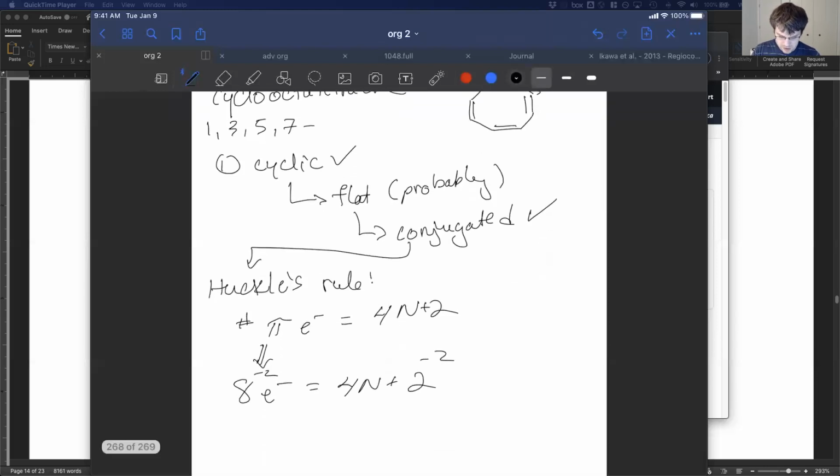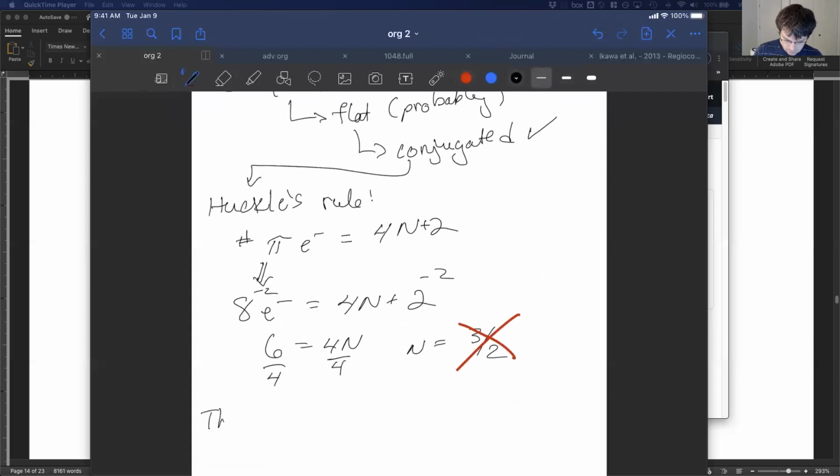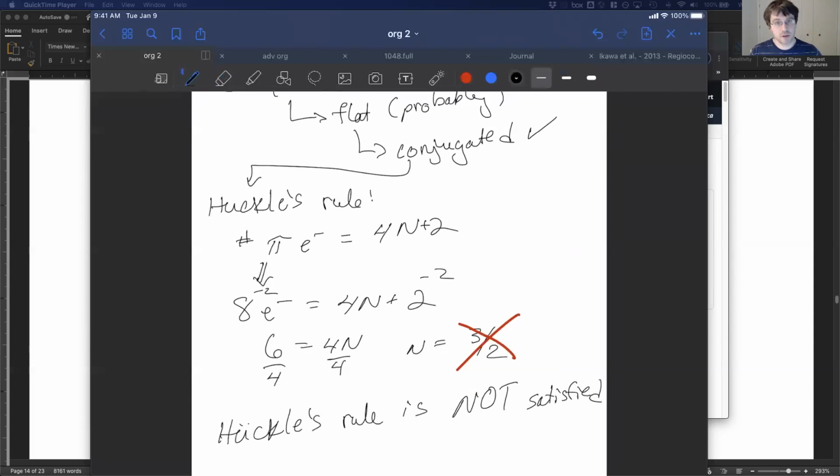Subtract 2 from each side. We get 6 equals 4n. Divide both sides by 4, and I get n is equal to 3/2. Wah, wah. If n is equal to 3/2, we don't satisfy Huckel's rule and we're not aromatic. Huckel's rule is not satisfied. We're not aromatic. Job's done, right?